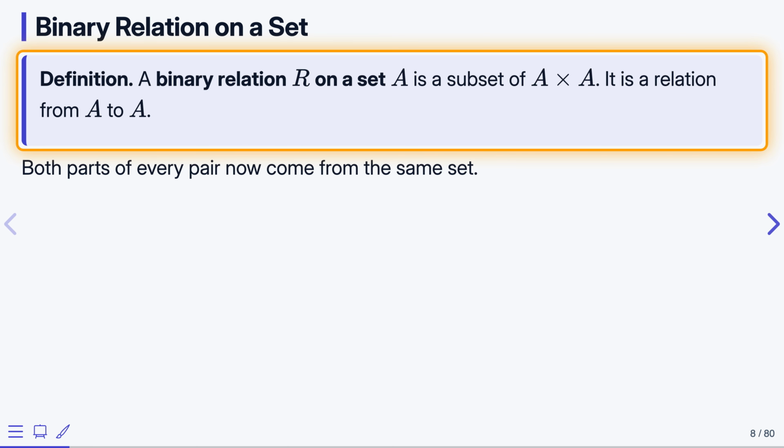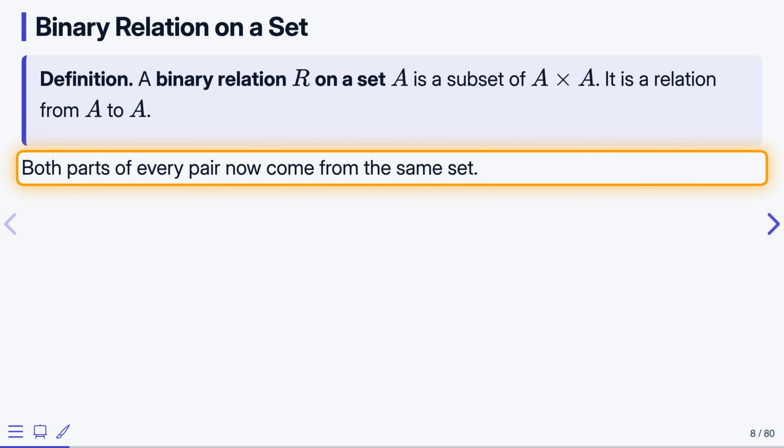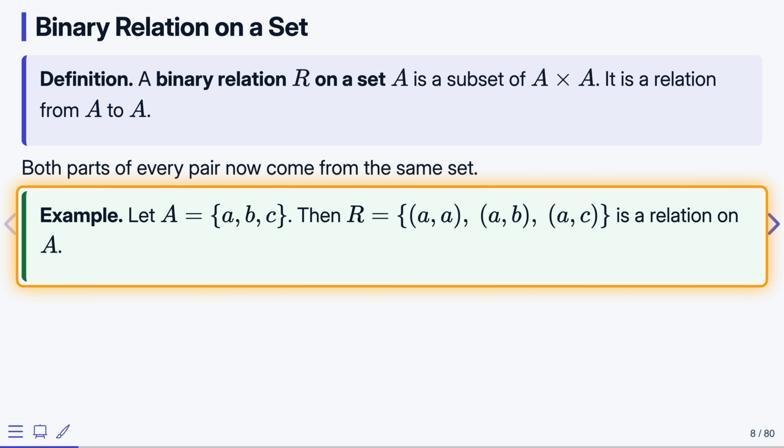Often the two sets are the same. A binary relation R on a set A is a subset of A cross A. So both parts of each pair now come from the same set A. Now a small example. Let A be the set {a, b, c}. Then R holds three pairs, (a, b), and (a, c). Every one of those pairs uses only members of A, so R is a relation on A.